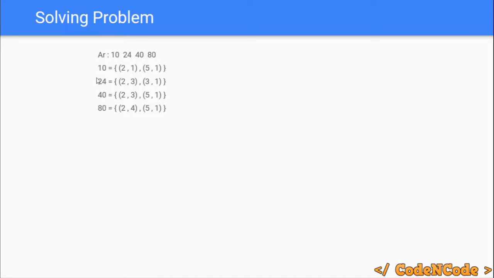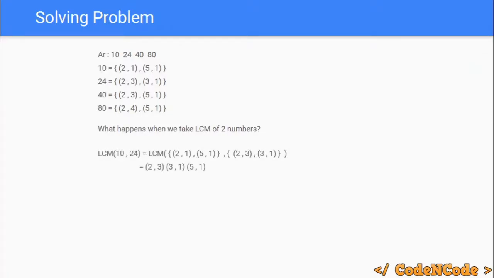Here we have prime factorized each number. So 10 is 2 raised to the power 1 into 5 raised to the power 1. 24 is 2 raised to the power 3 into 3 raised to the power 1. Similarly for 40 and 80 we have prime factorized all of the numbers. The first question is, what happens when you take the LCM of two numbers? First thing we have to observe is this. If you take the LCM of 10 and 24, 10 is 2 raised to the power 1 into 5 raised to the power 1, and 24 is 2 raised to the power 3 into 3 raised to the power 1.